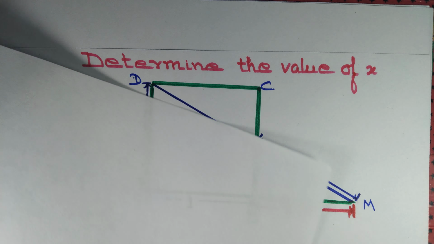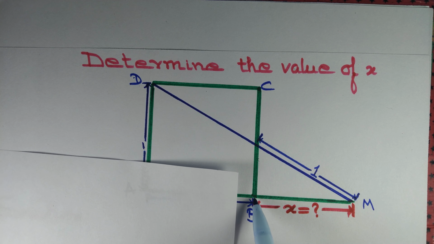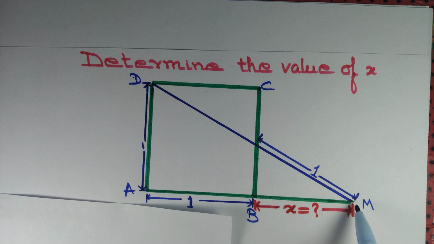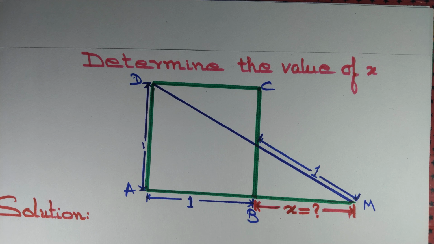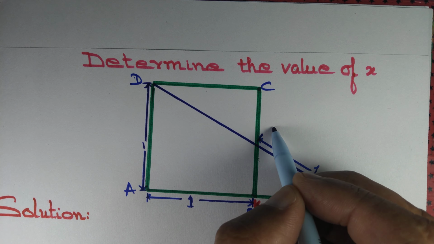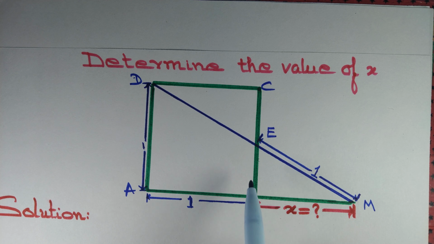What do you think is the minimum distance between the base of the cube and the base of the ladder? So we want to find BM. We are given EM equal to 1 unit. AB, BC, CD, DA are all equal to 1 unit.